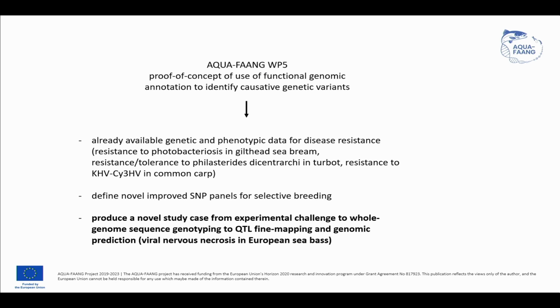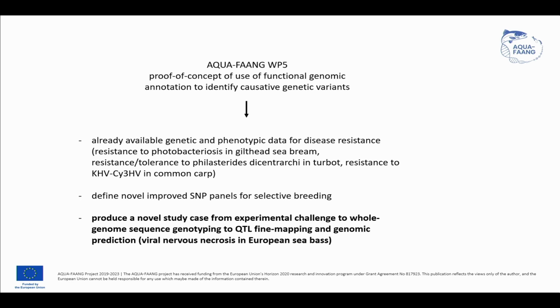So what we did is to work with what we had already. For some species, we had phenotype and genotype collected in previous projects. And so we overlapped functional genomic information collected in AquaFAANG to refine, in a way, QTLs, for instance QTLs for disease resistance in sea bream, same for turbot, and also for common carp. These will turn into improving the SNP arrays, SNP panels that will be presented by Selective just after this talk.